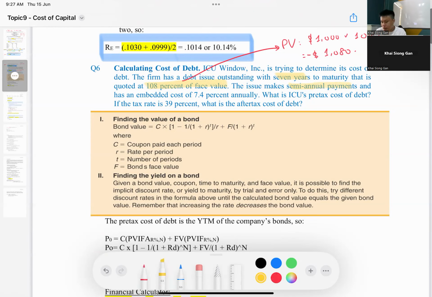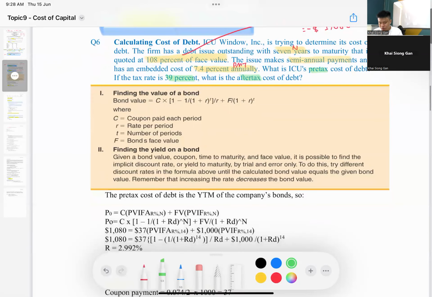And has an embedded cost of 7.4% annually. What is 7.4% here? A coupon payment. But this coupon payment, this PMT, is annual. You have to convert it into semi-annual later on. Same thing for 7 years, the N here, you need to convert to semi-annual as well. So what is ICU's pre-tax cost of debt? I have to calculate the pre-tax and after-tax cost if the tax rate is 39%. We do it step by step.